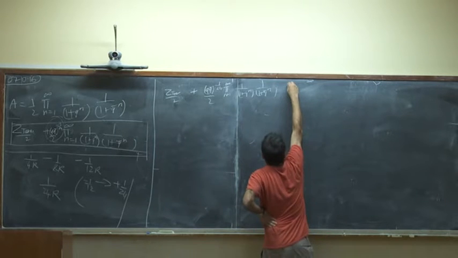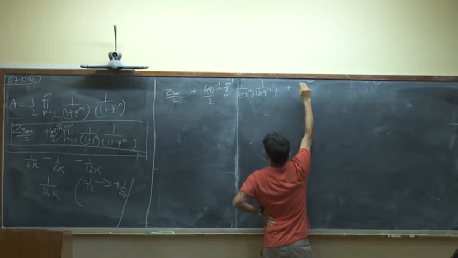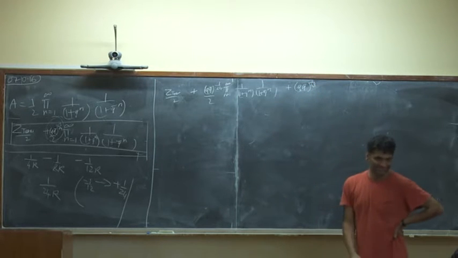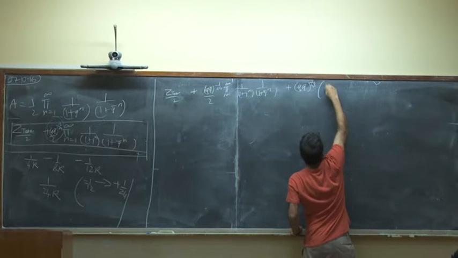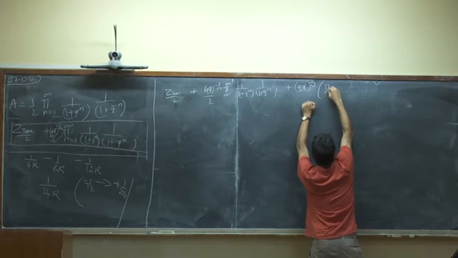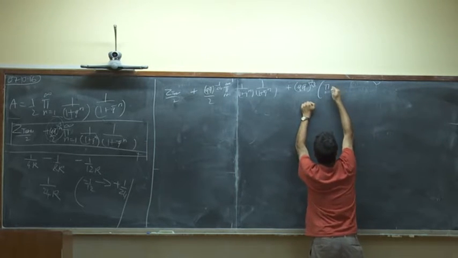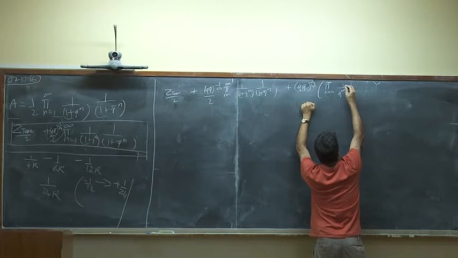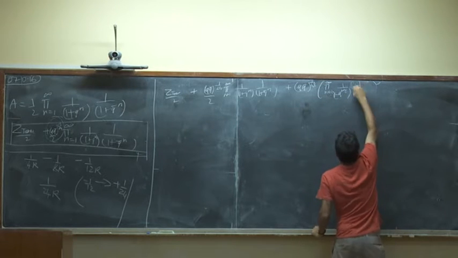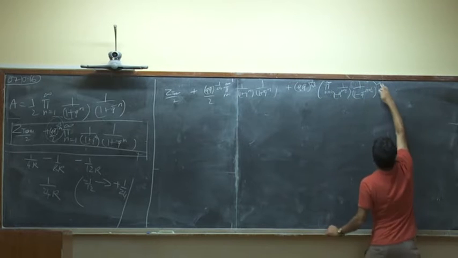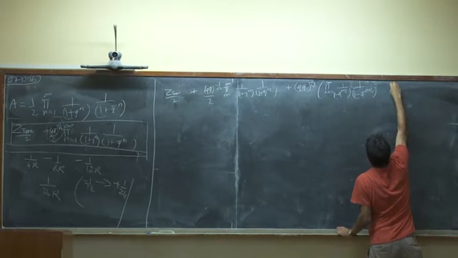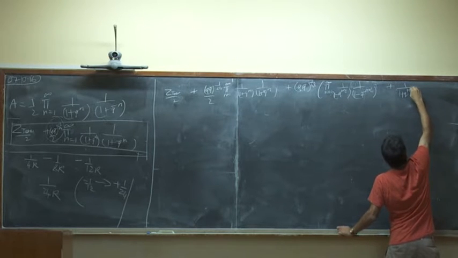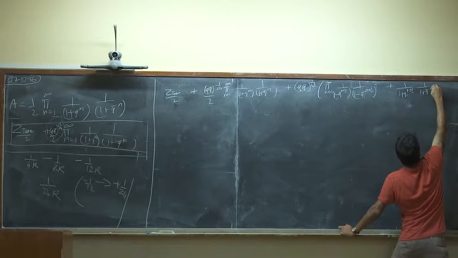Okay? And then the twisted sector was plus half (q q bar) to the power 1 by 48, product over n equal to 0 to infinity, 1 over q to the power n plus half, 1 minus q bar to the power n plus half. And then there was the R term, which was plus 1 over 1 minus q, 1 plus q to the power n plus half, 1 over 1 plus q bar to the power.